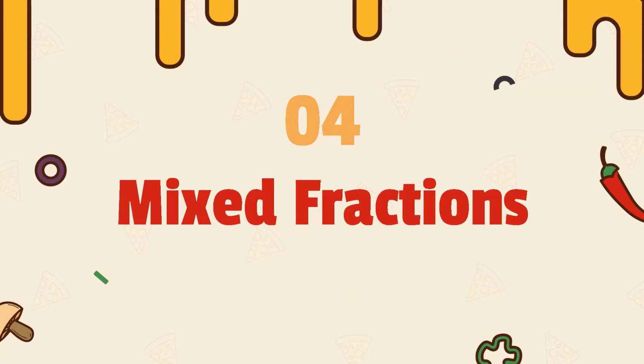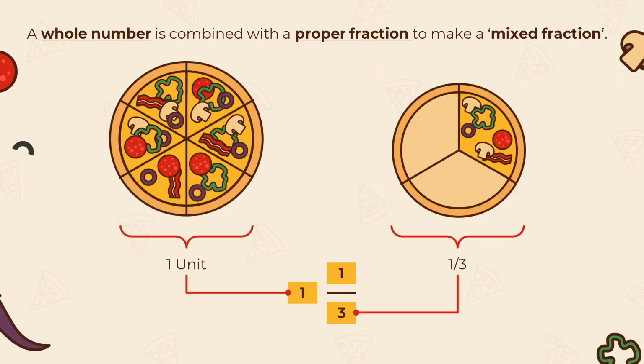Mixed fractions. A mixed fraction is basically a combination of a whole number and a proper fraction. As you can see in the diagram below, 1 unit and 1/3 of a pizza equals to 1 and 1/3. This is how you make a mixed fraction. You combine a whole number, here it's 1 unit, and a proper fraction, which is 1/3.